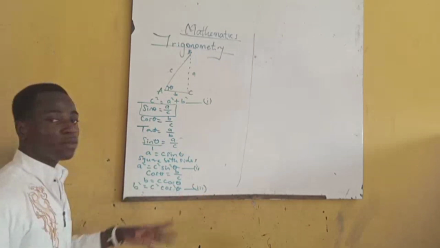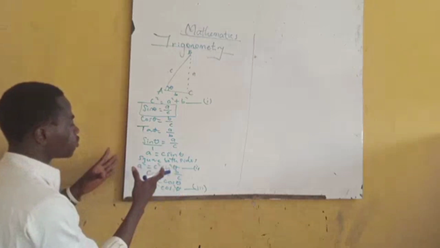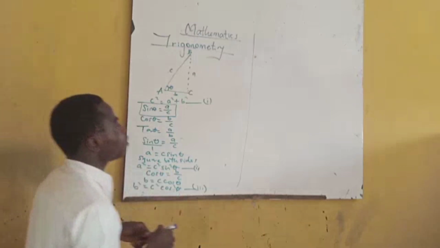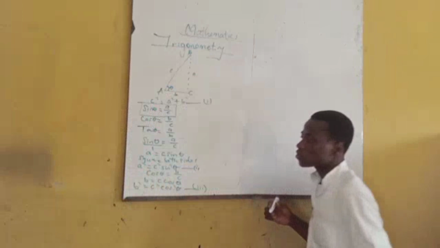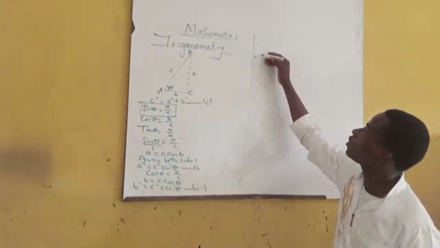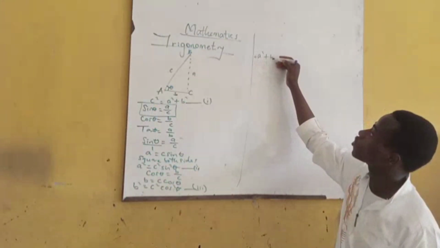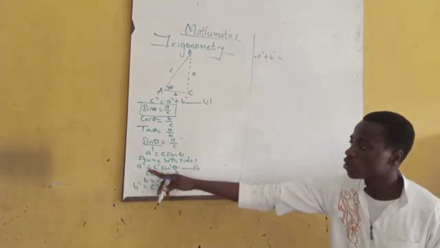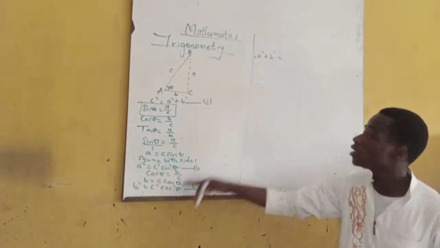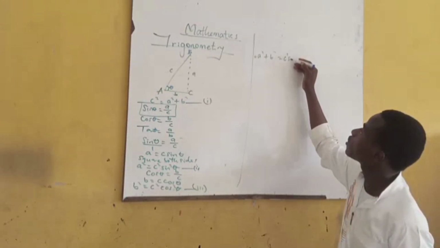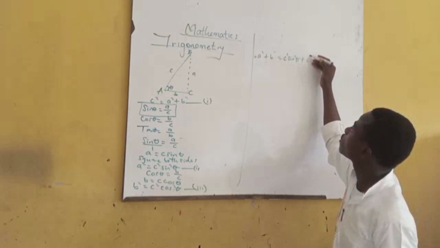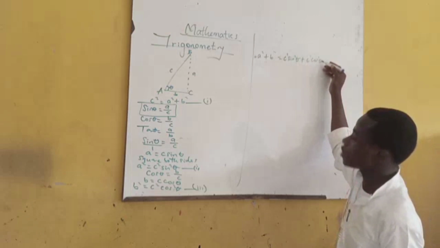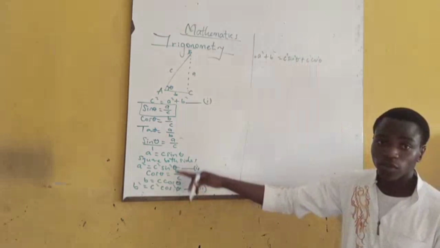After this, the next thing for me to do is to sum equation 2 and equation 3 together. How would I sum them? I can sum them by saying we have a squared plus b squared equals, then I sum here and here as well. So I can say c squared sine squared theta plus c squared cos squared theta.